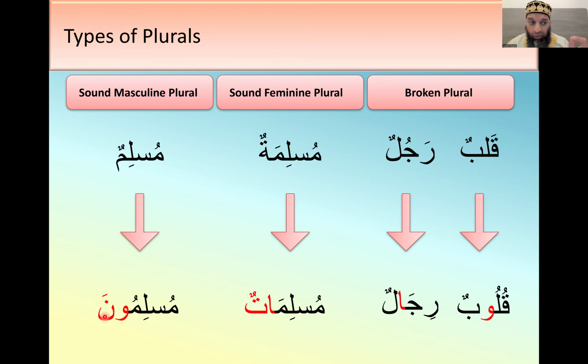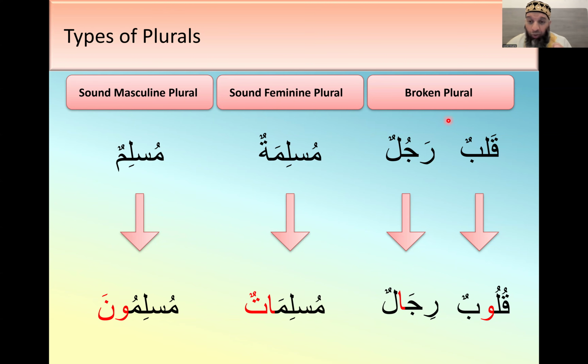Here it's the waw and the noon. Here it's an alif that has appeared and the ta has appeared. And that ta has disappeared, or you might want to say it's converted to this ta. But the original word Muslim is intact, so it's sound. And it's masculine because that word is masculine. Sound feminine because the original word is intact and it's a feminine word. So sound means that this original word is intact. It's not been broken up. So sound means intact.